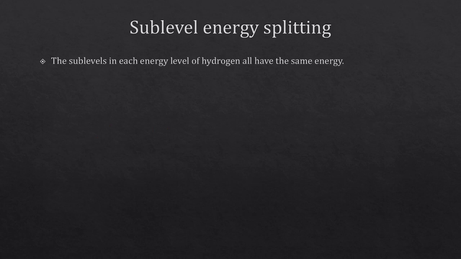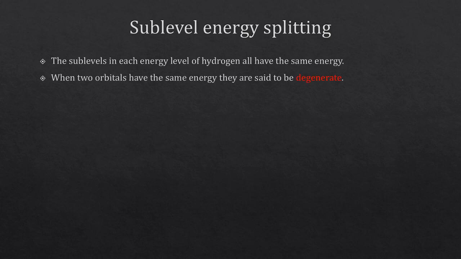The sublevels in each energy level of hydrogen all have the same energy. So when we talk about a 1 electron, 1 proton system, everything is the same. If n equals 4, all the different L values have the same amount of energy. When two orbitals have the same energy, we say they are degenerate. I mentioned it here, we're going to use this terminology a few times. Degenerate energy levels means two energy levels are exactly the same.